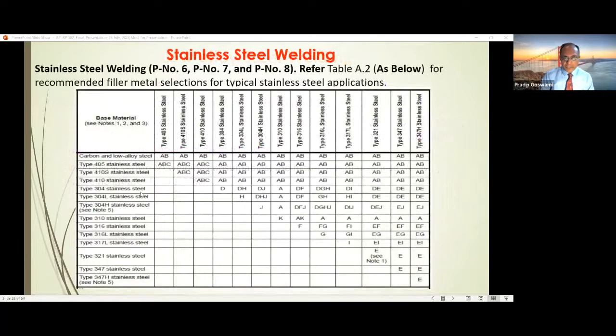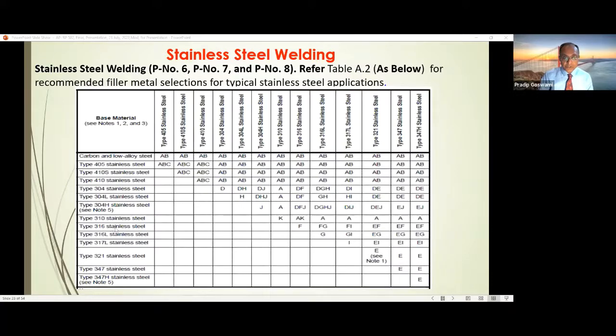When we talk about the stainless steel welding, there are lots of stainless steel welding involved in any process industry and any petrochemical refining industry. Anywhere you talk about it, austenitic stainless steel is very common. So as you can see here, there's a broad table which, for an example, gives a layout or a spreadsheet of the materials to be welded versus the welding consumable to be chosen.